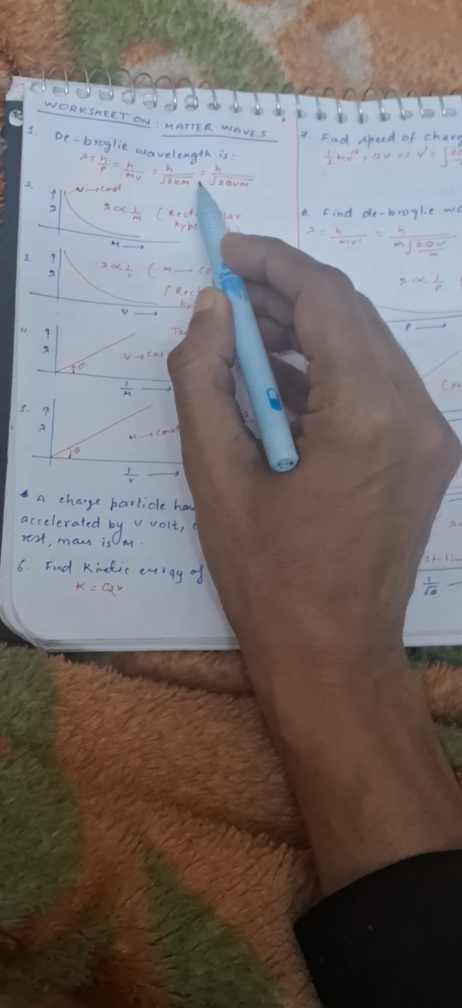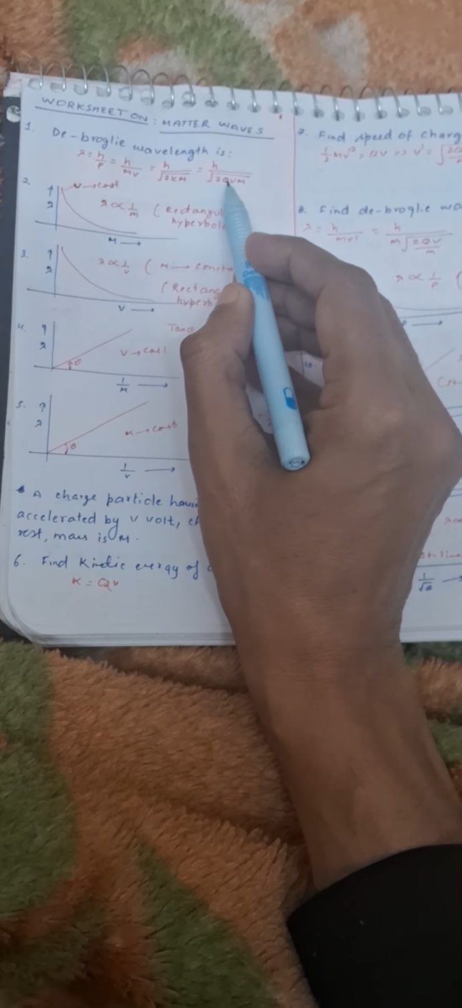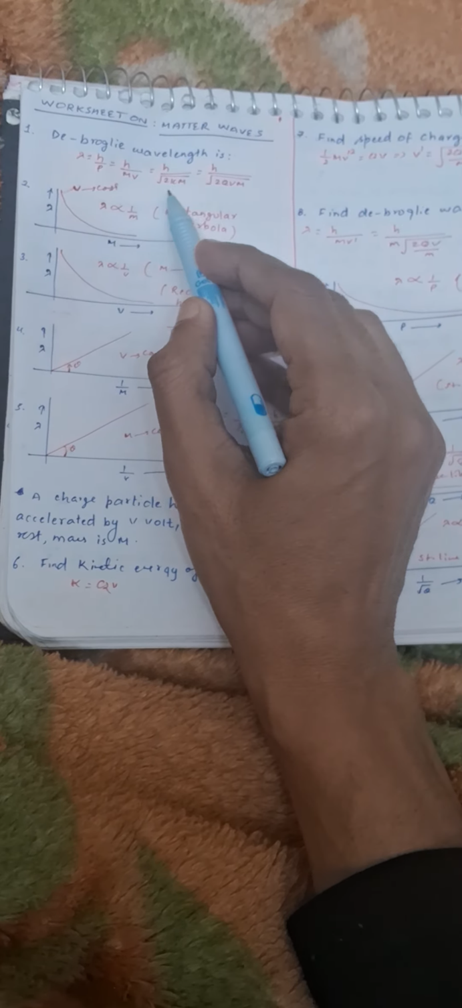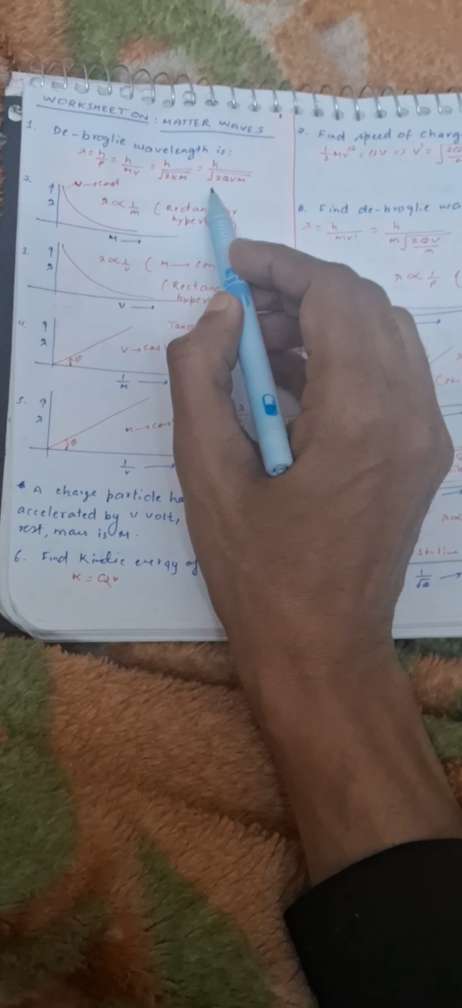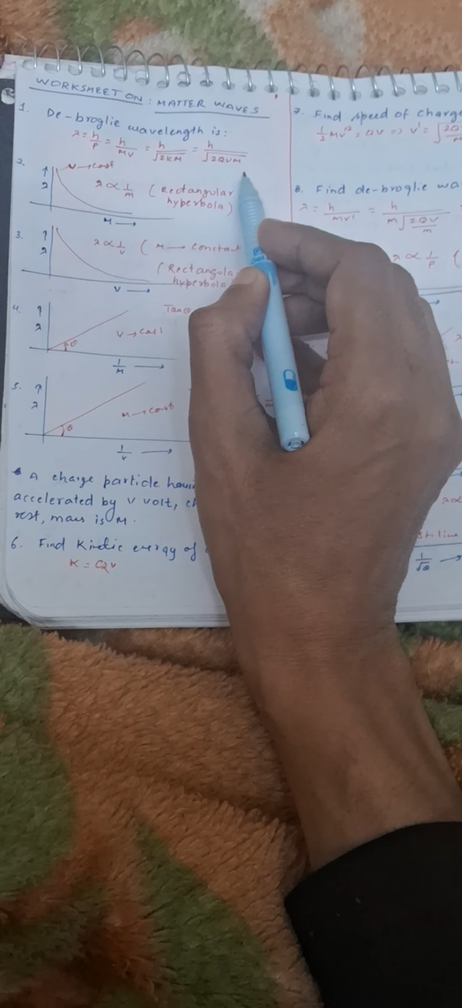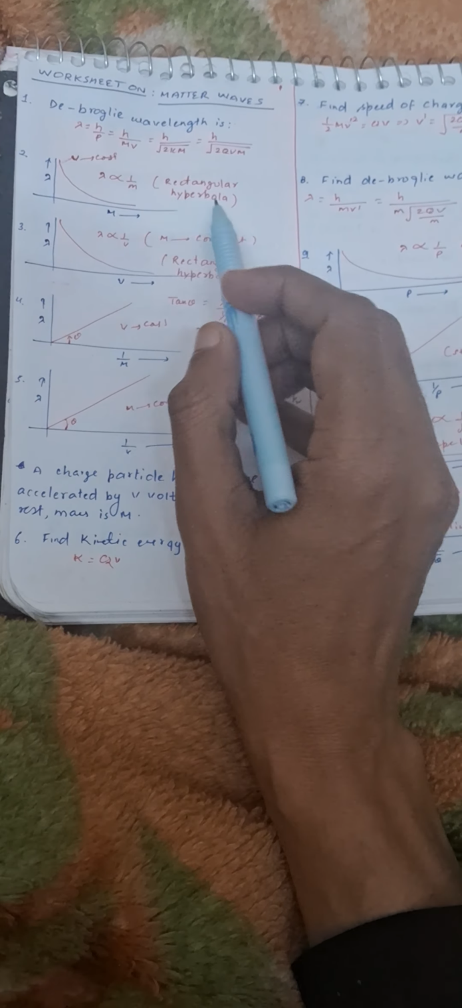Now if a charge is q and it is accelerated by potential difference v starting from rest, so we can say that kinetic energy will be qv. So lambda can also be written as h by root 2 q v into m. Next are some graphs related to lambda.